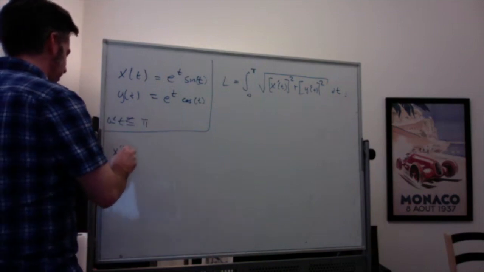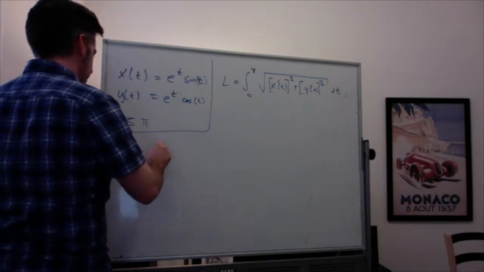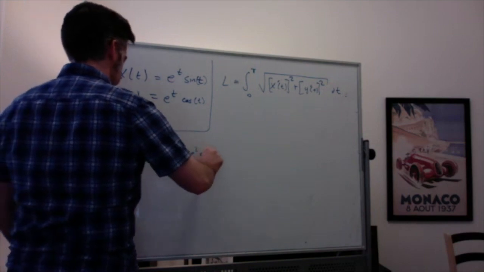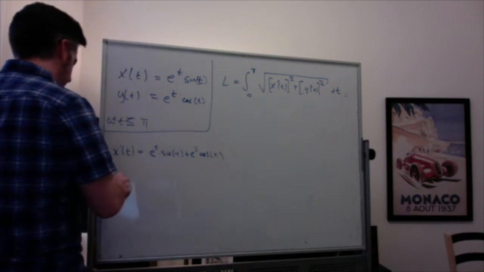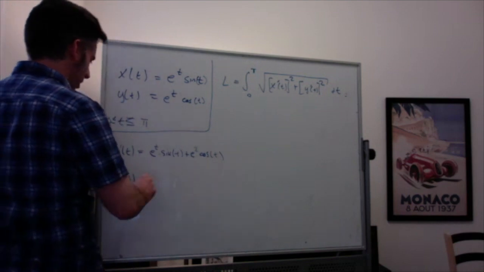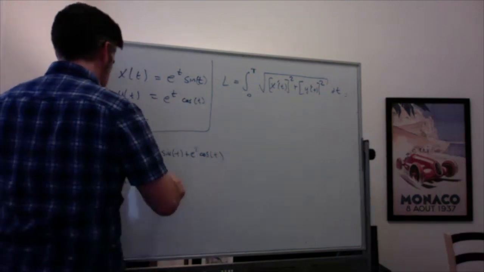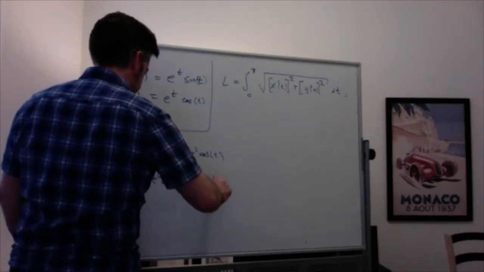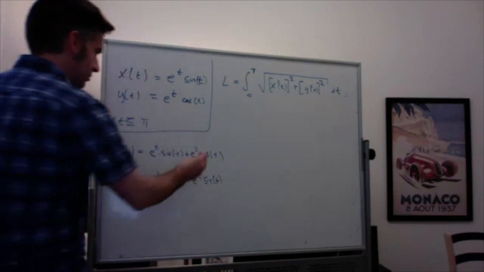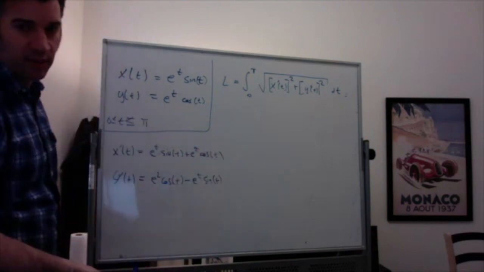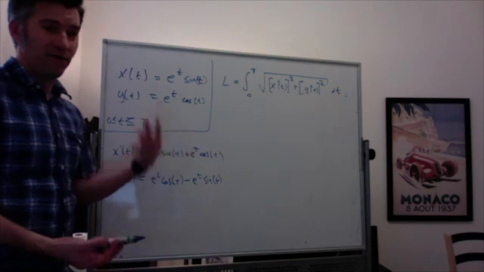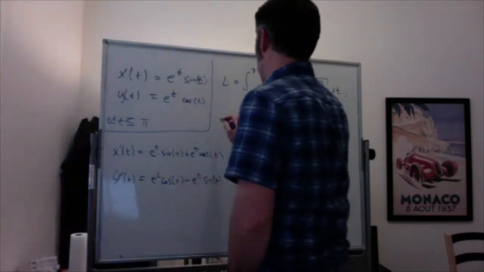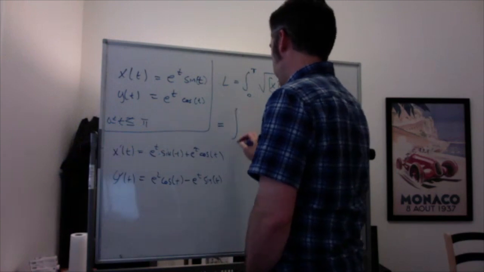So the derivative here, we have to use the product rule. It's going to be e to the t times sine of t plus e to the t times cosine of t. And the derivative of y is going to be e to the t cosine of t minus e to the t times sine of t. Okay. I can factor out e to the t from each of these. So when I square this, it's going to be a bit of a mess.